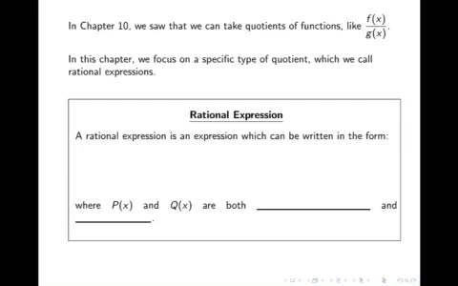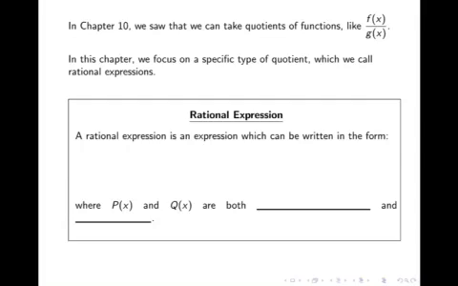In chapter 10, we saw that we can take quotients of any functions, f of x over g of x, and we looked at a couple that were polynomials on top and bottom, and we even talked a little bit about factoring those. So in this chapter, we're going to focus specifically on those quotients which are polynomials on top and on bottom, and we call those rational expressions.